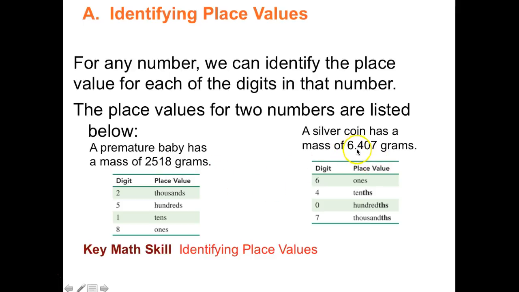Suppose there is a number which does have digits after the decimal point. The position right before the decimal point is the ones place, and the next is the tenths place, which is 1/10. Then comes the hundredths place, and then the thousandths place. The 7 is in the thousandths place. So that's how you identify place values.